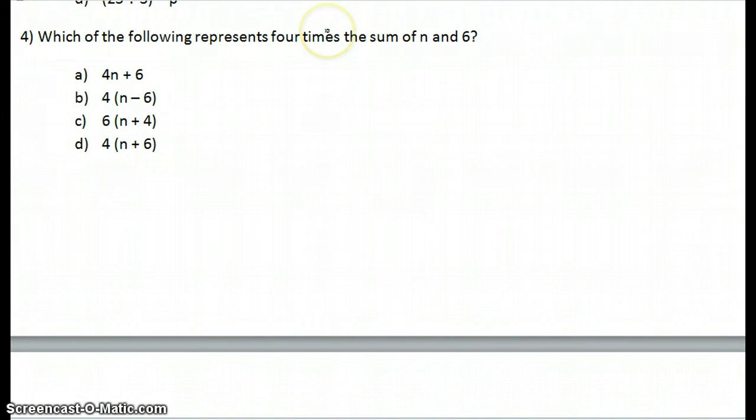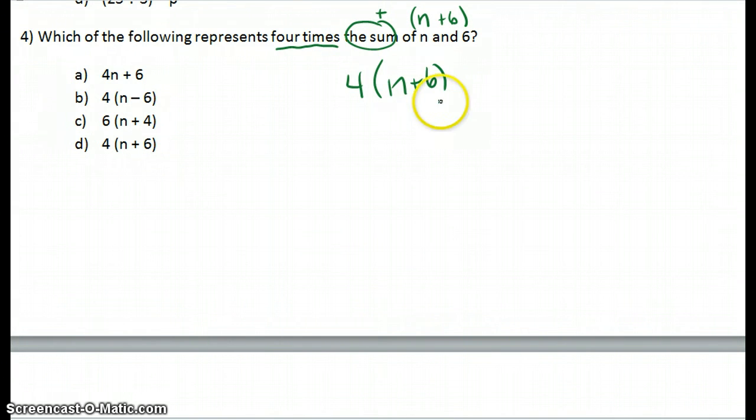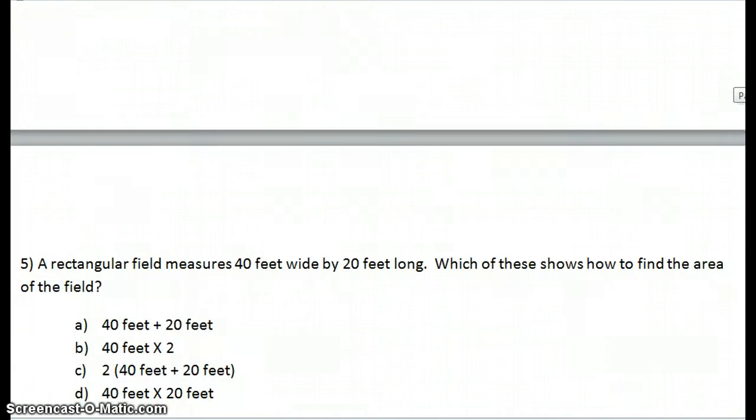On number 4, we want 4 times the sum. Okay, the sum means adding of n and 6. So we have n plus 6, and we want 4 times it. So we have 4 times the sum of n plus 6. And that correct answer should be D.